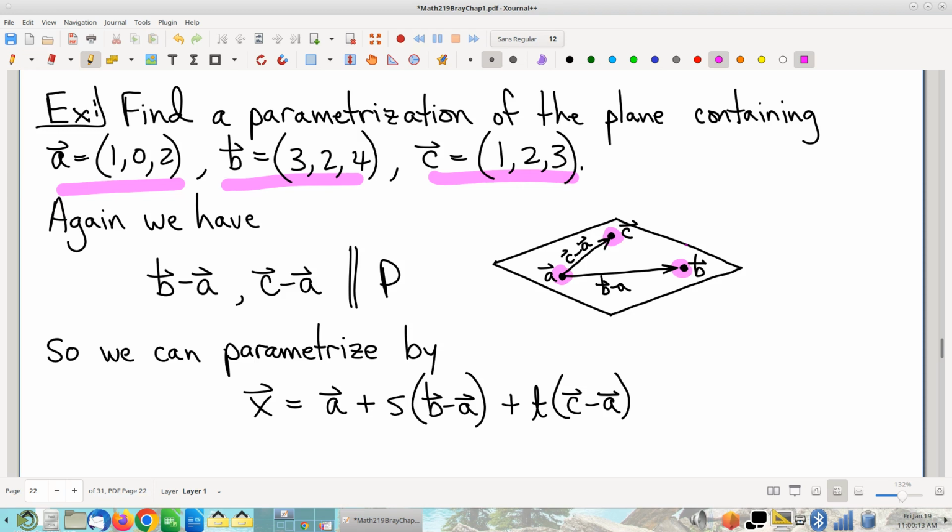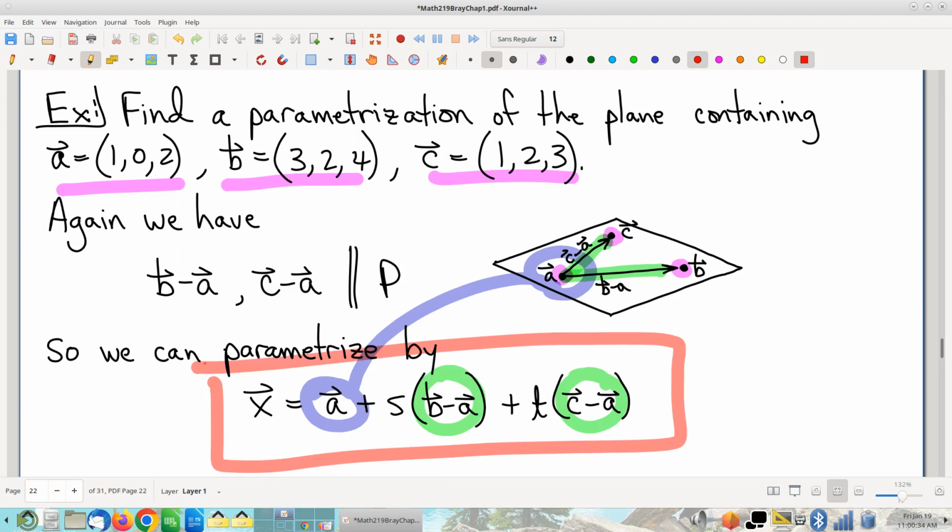And if you want to parameterize this, then you can use any one of these points as your x naught, right? And then subtracting that from the other 2 gives you your direction vectors, and then citing the formula from the top of the page, there's the parameterization. What do you think? Everybody happy?